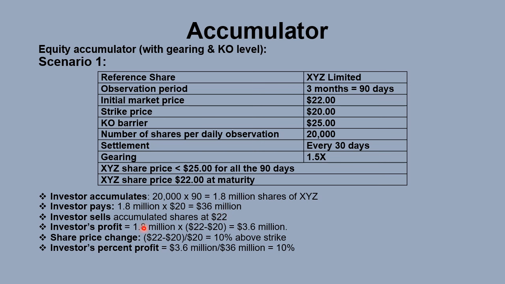The investor can sell the shares at $22, making a profit of 1.8 million into ($22 minus $20), which is $3.6 million. Basically, the share price closed at ($22 minus $20) divided by $20, which is 10% above the strike price. And the investor gained $3.6 million on an investment of $36 million, which is 10%.